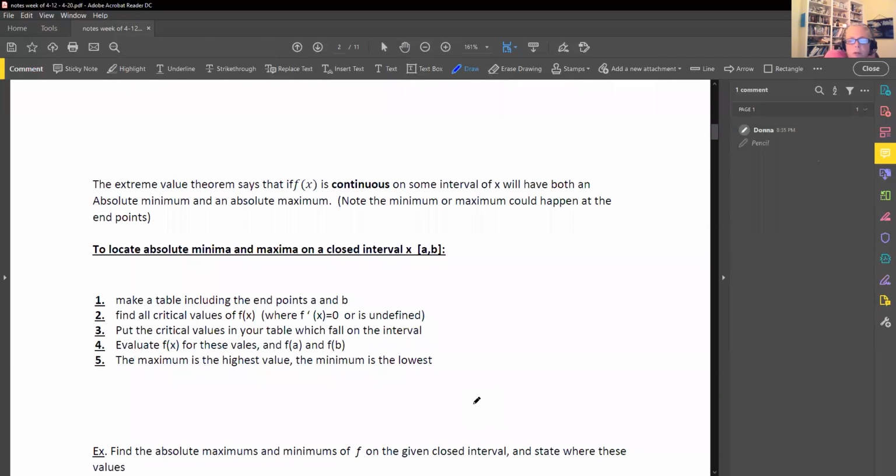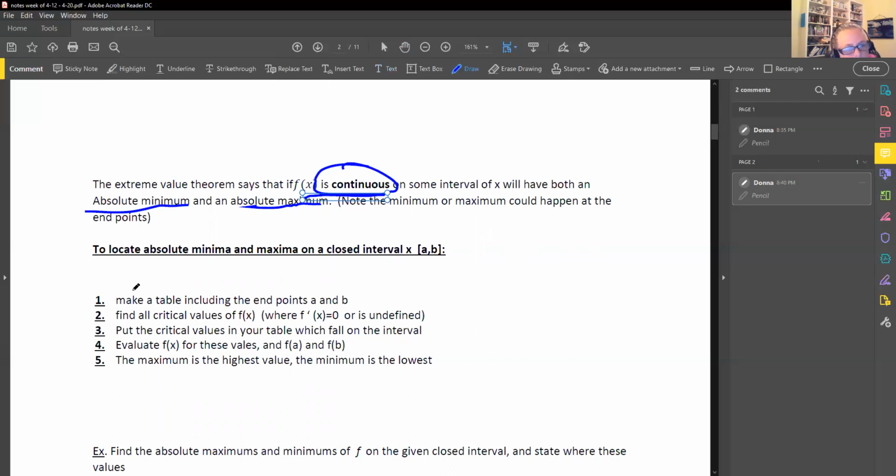So there's a theorem that they're going to talk about, the extreme value theorem. It says if f of x is continuous, i.e. no breaks, no jumps, no asymptotes, no holes, on some interval of x, it'll have both. It has to have, no option. It has to have an absolute minimum and an absolute maximum if it's continuous. All right, so there's not an option not to have one. Note the minimum or the maximum can happen at the endpoints.